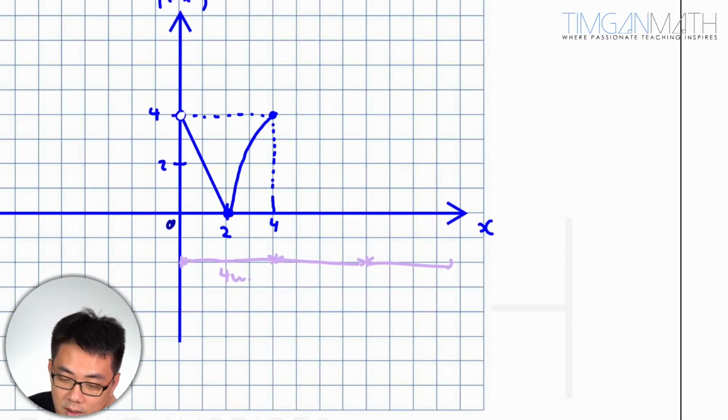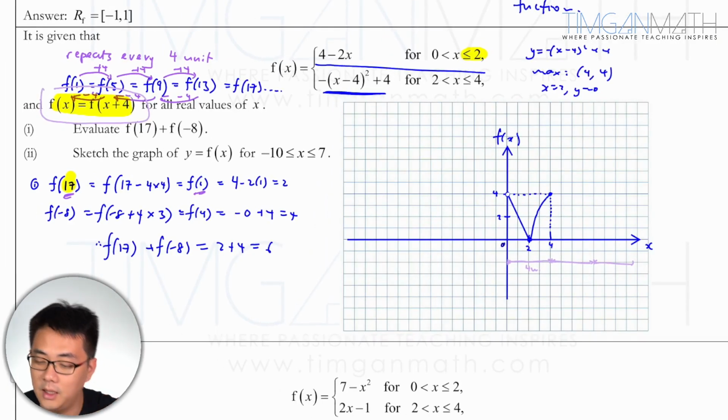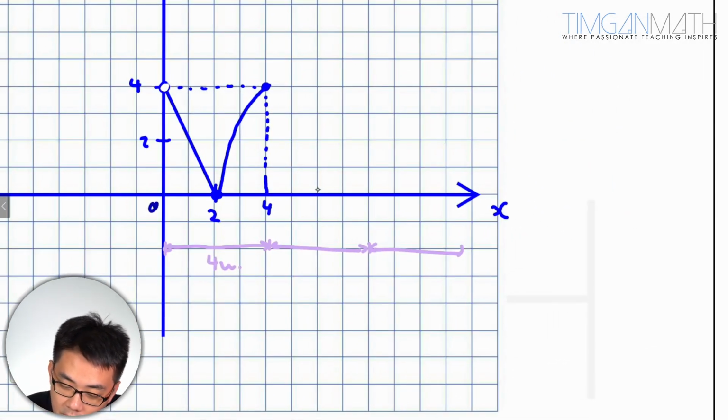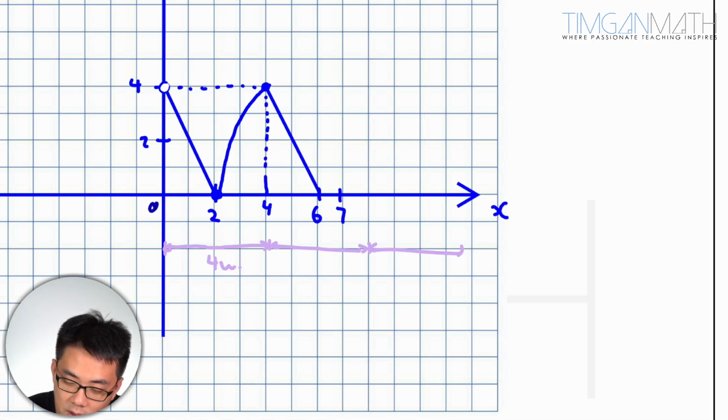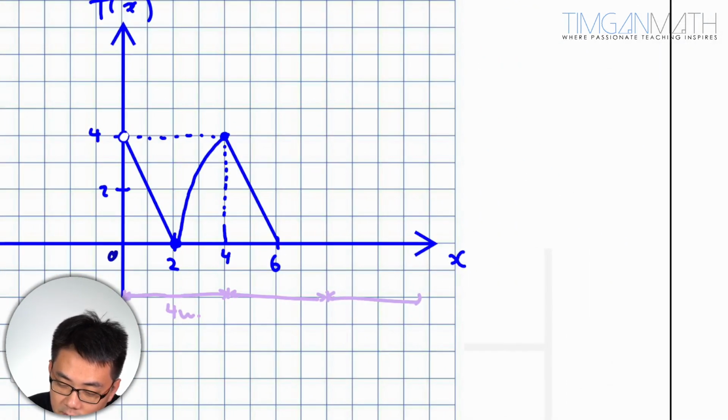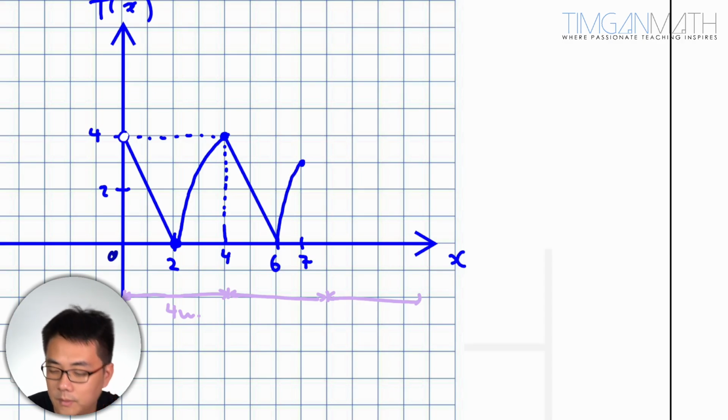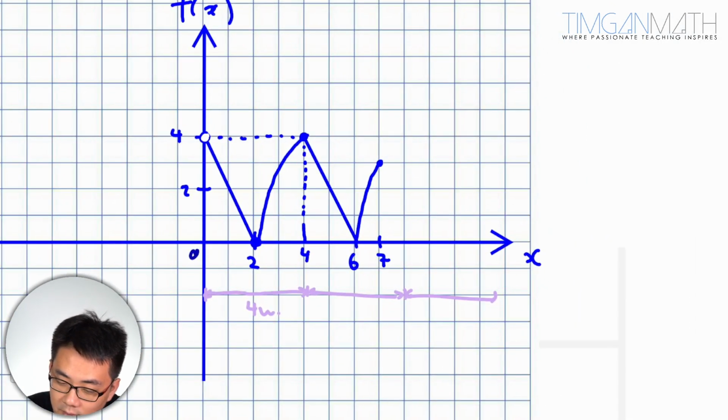So here, I will copy and paste till I get to 7, 4, 6. So this will be quite easy. This will just be like that. 7 will be here. You will start at 7 here, because they want us to draw from negative 10 to 7. So this is 7, and you'll be here. You can search for f(7). It is supposed to be 3. This is (7, 3).